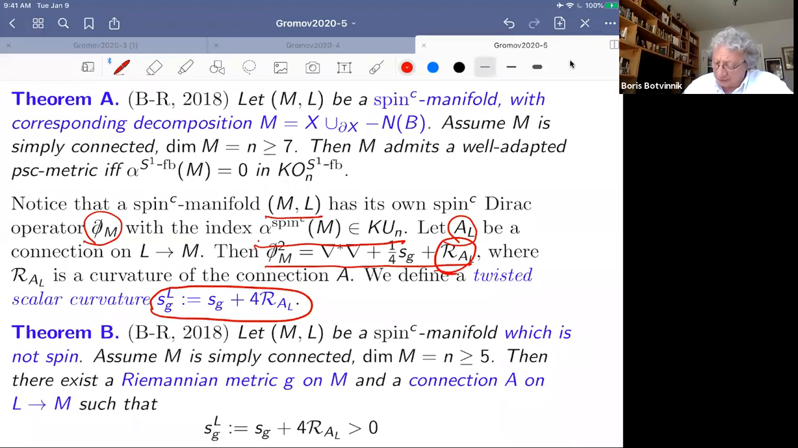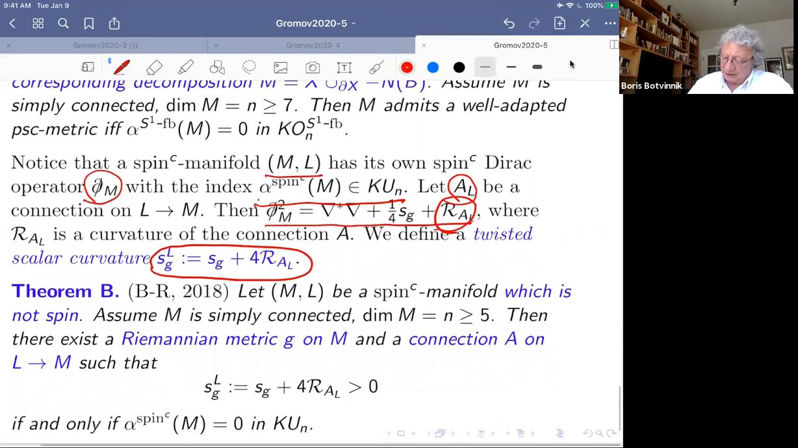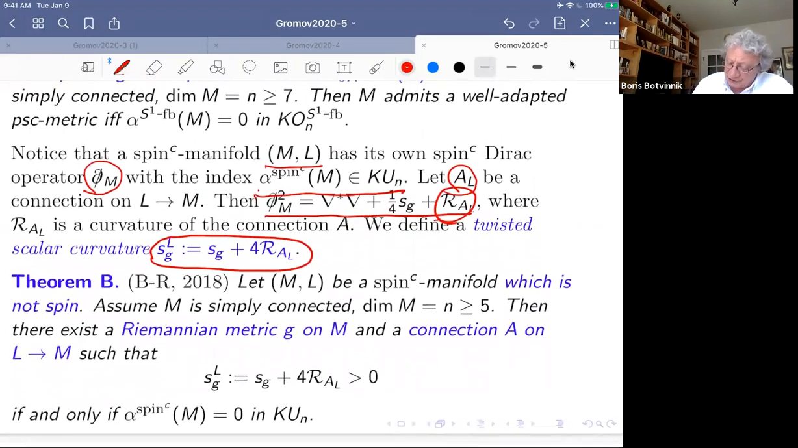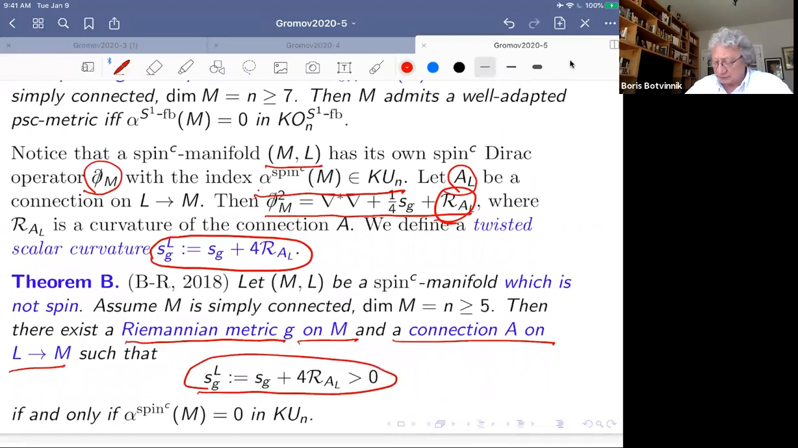And the result we have is the following. If we have a spin^c manifold which is not spin, then assume M is simply connected and the dimension is at least 5. Then there exists a Riemannian metric G on M and a connection A on the line bundle L such that the twisted scalar curvature is positive if and only if this spin^c index valued in complex K-theory is 0.